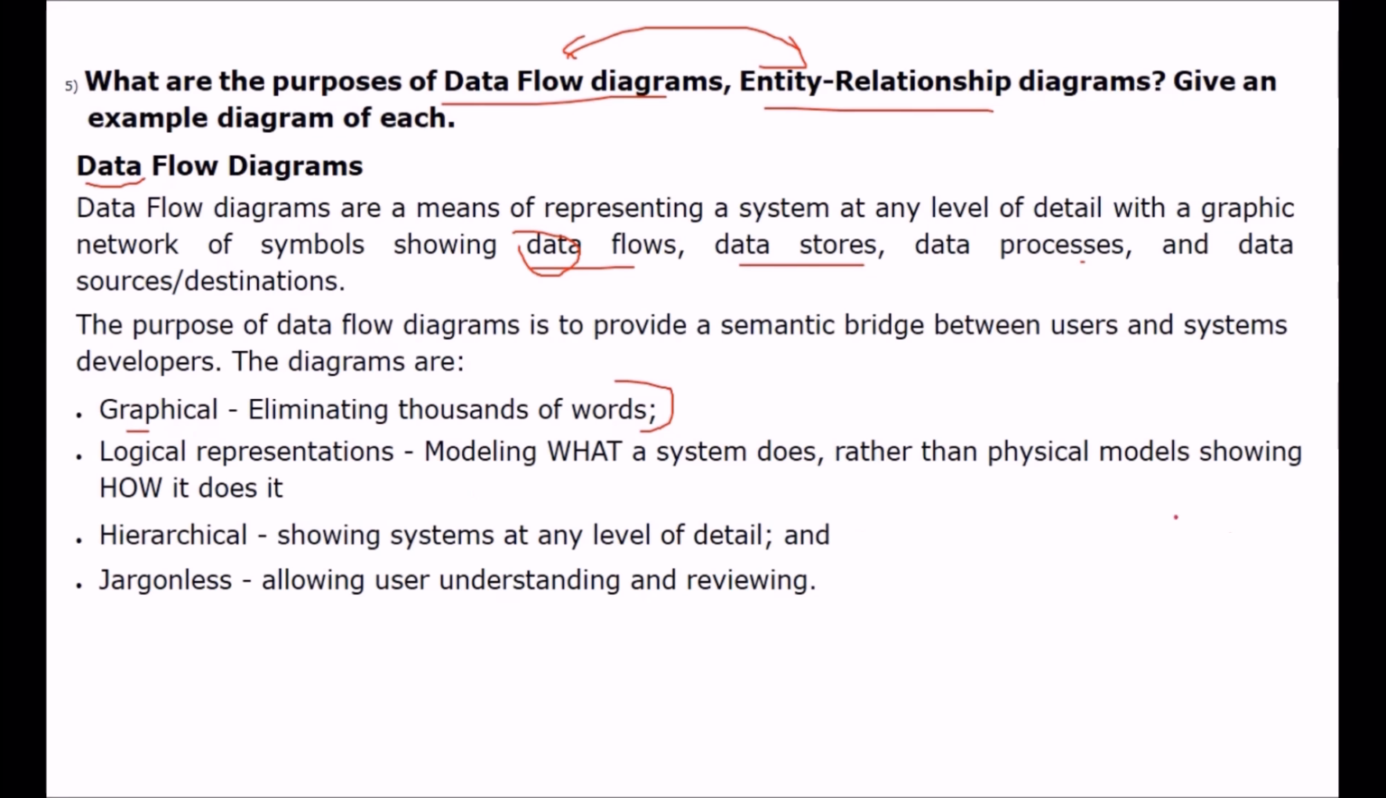Hierarchical means showing the various levels of detail. You can just show that these are the inputs, this is the process, this is the output. This is one level. Now you elaborate this step, and again you elaborate this step. The user may be interested in some part, may not be interested in some part, so everything should be in front of them. Then jargonless. What does it mean? It allows user understanding and review.